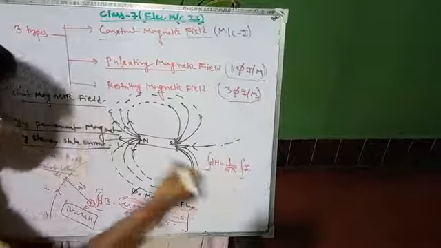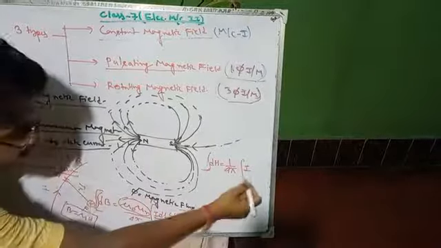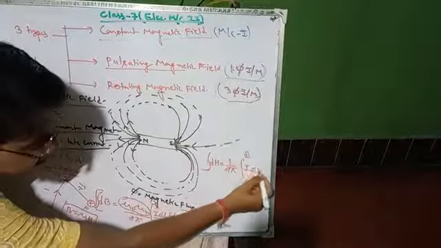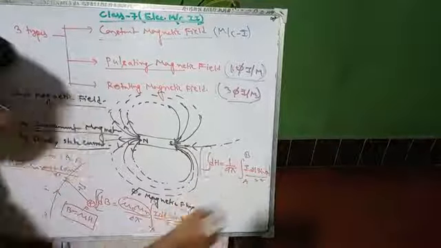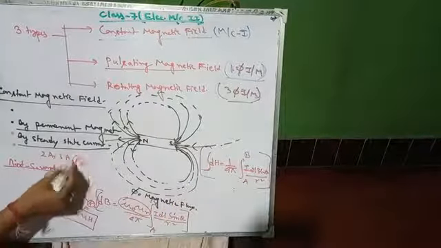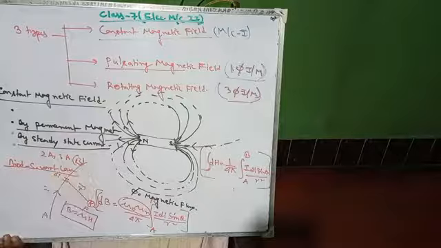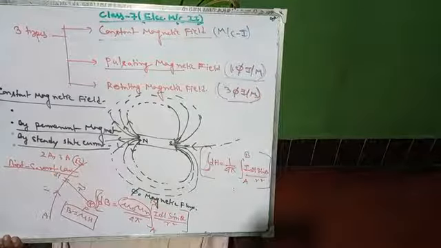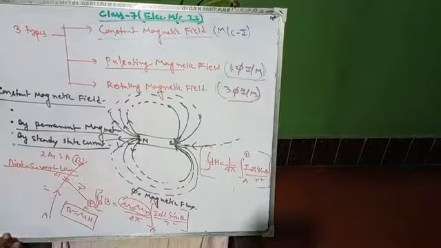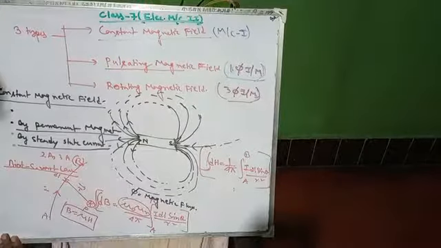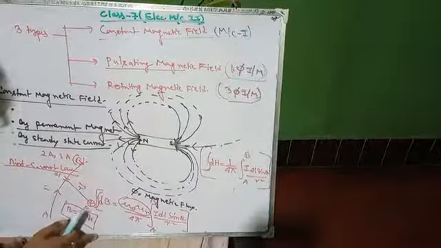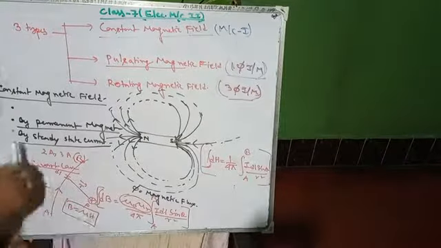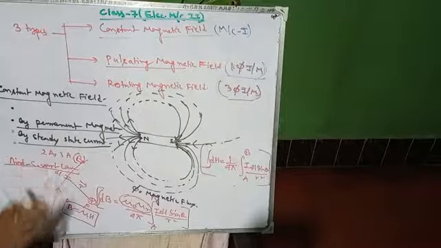If we consider the whole part from A to B, it will be I dl sin theta by r square. So this is only the magnitude. We are taking from A to a certain point B over here. It is very easy, and this is for the steady state current concept. So a constant magnetic field can be produced by using these two concepts: by a permanent magnet and by a steady state current flowing through any particular conductor.